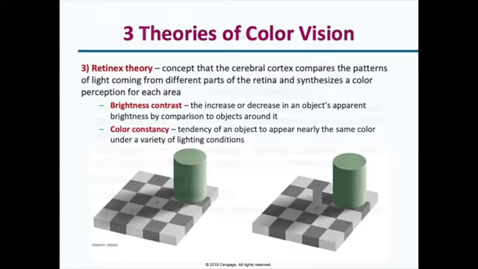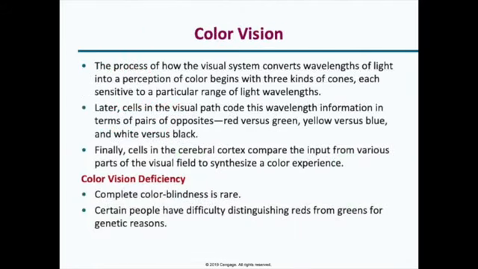Slide 26. As mentioned before, all three of these theories are needed to explain color vision. The process of how the visual system converts wavelengths of light into a perception of color begins with three kinds of cones, each sensitive to a particular range of light wavelengths. Later, cells in the visual path code this wavelength information in terms of pairs of opposites: red versus green, yellow versus blue, and white versus black.